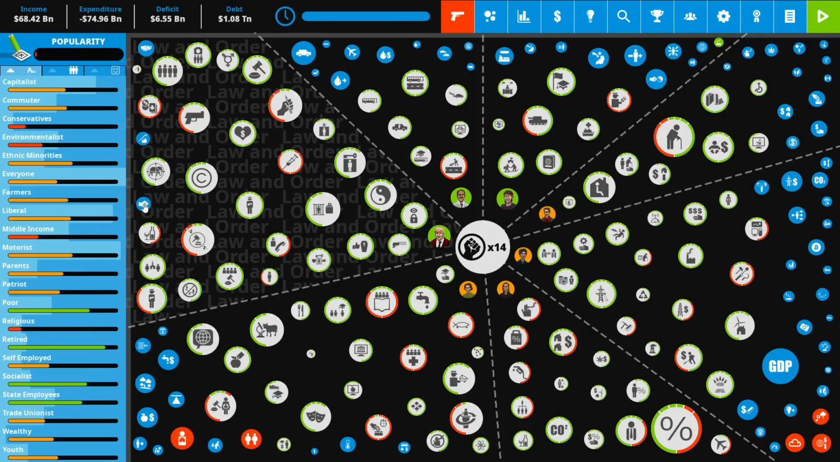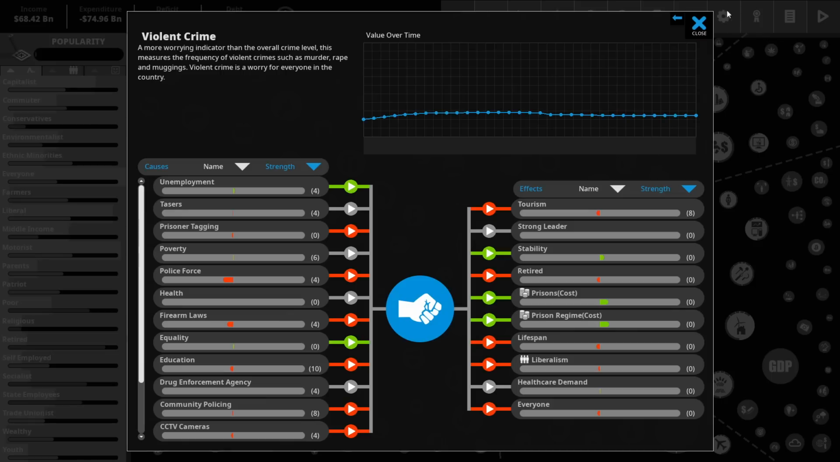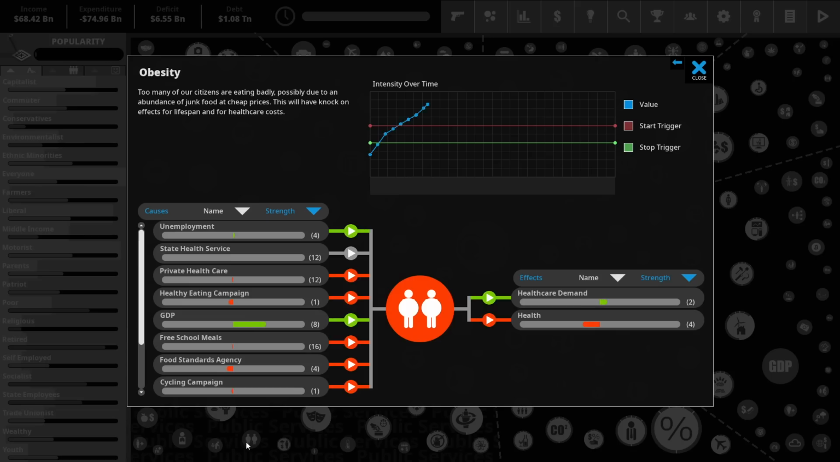So that's the blue. The blue represents some statistic that you can track. And then on the right, you can see what it affects, right? It's affected by things over here and it affects things over on the right. And then finally, you've got situations, something like obesity, for example. These can come in good or they can come in bad.